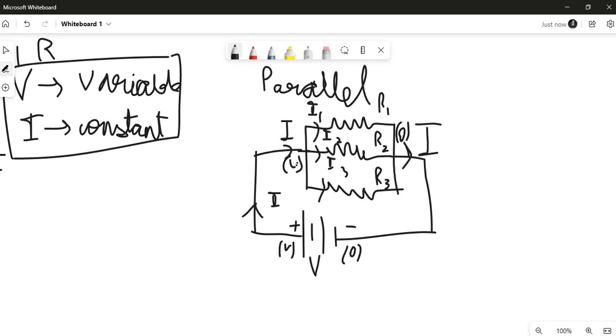And if you see, everything is connected between these two potentials, right? So everything is having a potential difference of V. And this is the beauty of parallel connections. The potential difference, which is V, is actually remaining the same, but the current is dividing. So in this case, the current is a variable. So it's basically the reverse case of a series combination.